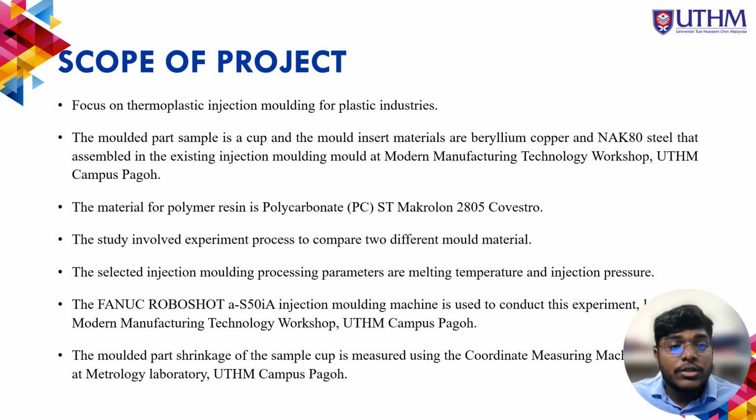The scope of the project. Firstly, we focus on thermoplastic injection molding for plastic industries. Secondly, the molded part sample is a cup, and the mold insert materials are beryllium copper and NAK80 steel, assembled in the existing injection molding mold at the Modern Manufacturing Technology Workshop at UTHM campus. The material for the polymer resin is polycarbonate ST Macrolon 2805 Covestro.